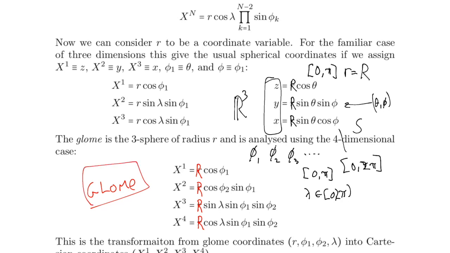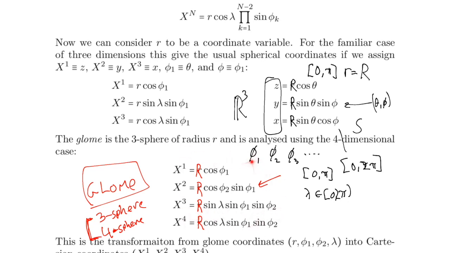You can call it different things, depending on whether you're a topologist or a geometer, by the way. It's a three-sphere in the sense that its surface takes 3 coordinates. Or it's a four-sphere because it lives in four-dimensional space, right? I forget which one calls it which. Anyway, now the question we're going to ask is, what is the metric of the glome?